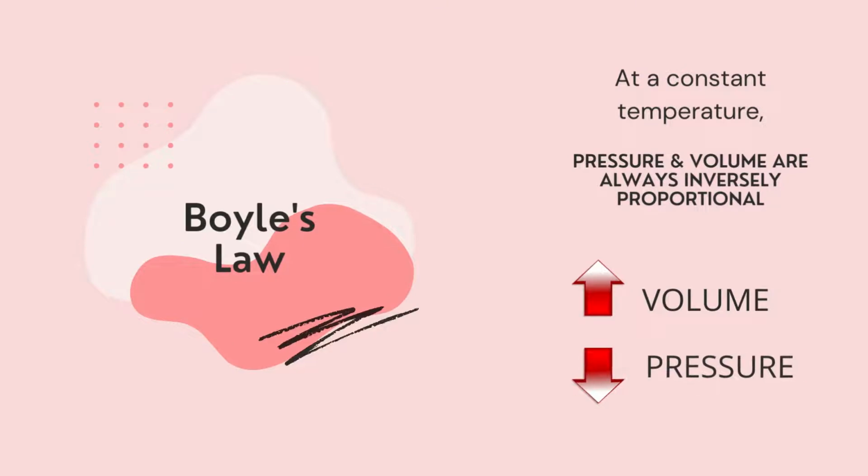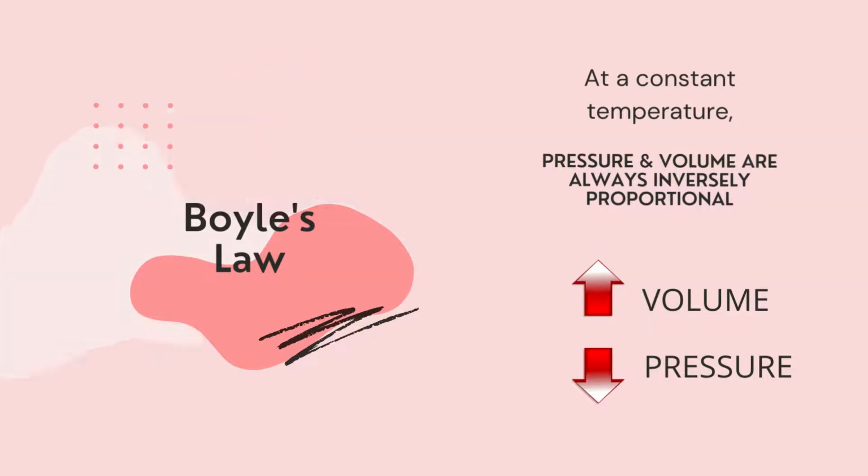Boyle's law explains that pressure and volume are always inversely proportional at a given temperature of gas. At a constant temperature, the pressure of a gas varies inversely with its volume, so it's opposite. When at a constant temperature, if volume increases, then pressure will decrease, and if volume decreases, then pressure will increase.